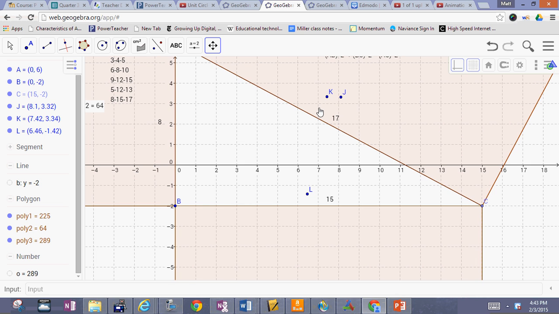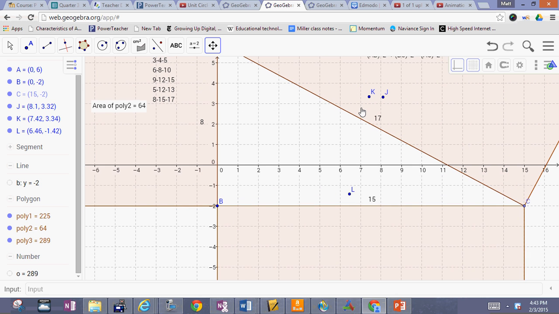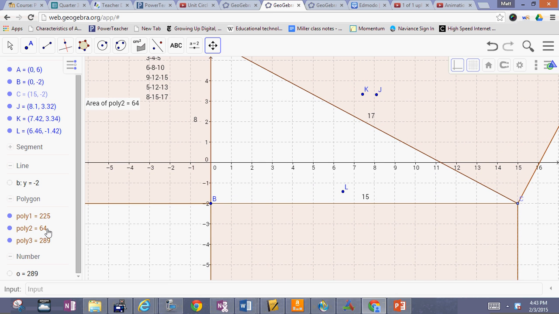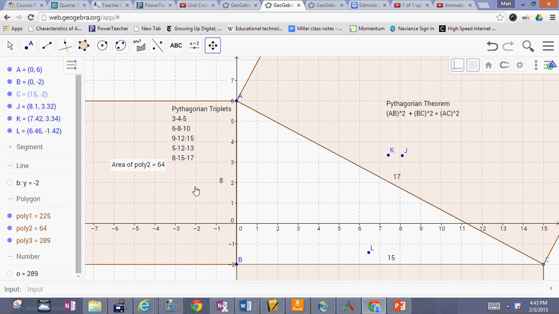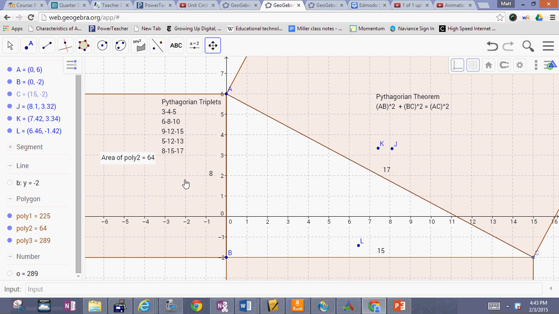Okay, 8, 15, 17. And 8 squared, 64, 15 squared, 225, and 15 squared plus 8 squared, 64 plus 225, is 289, which is a Pythagorean triplet. So there's your Pythagorean triplets. If you recognize them, then it can actually save you something on the formula when you have to implement it. There are a couple more. See if you can find them.